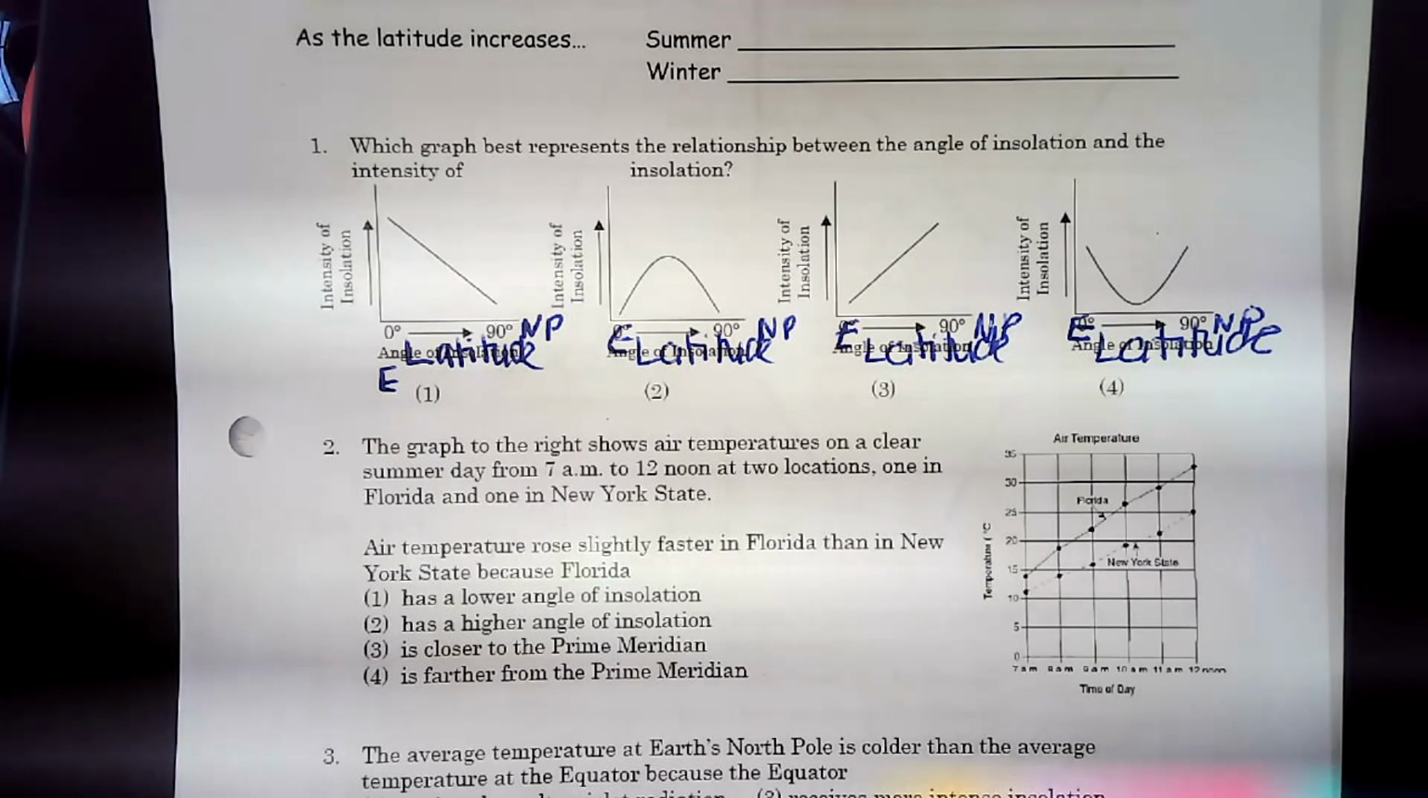So this time the answer is 1. Don't change anything on your paper because I didn't change your paper. But up here, if I change the x-axis to latitude instead of angle of insolation, it completely changed the question.